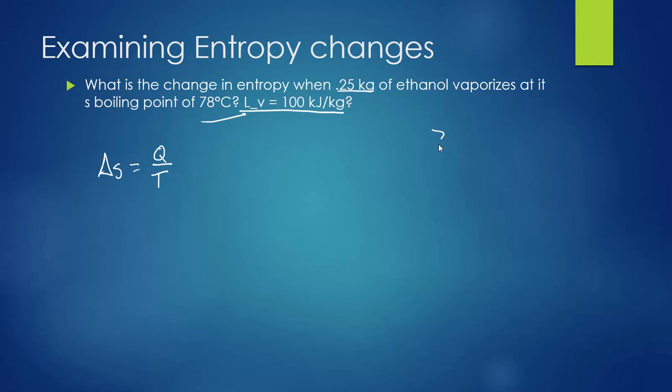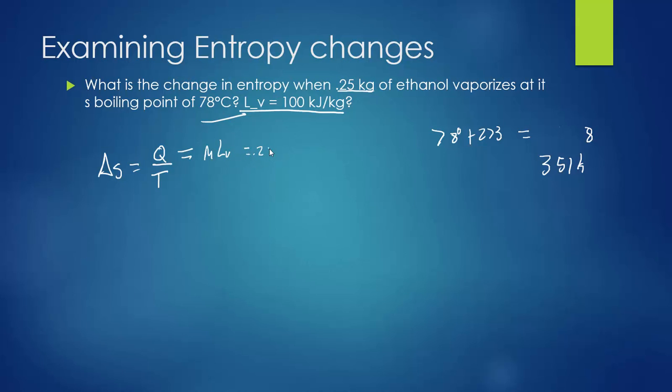Well, the temperature is easy. It says 78 degrees Celsius, so we're going to add that to 273 and get our Kelvin, which is 351 Kelvin. And now we need our heat. Well, heat for a phase change is equal to mass times the latent heat of vaporization for this one.